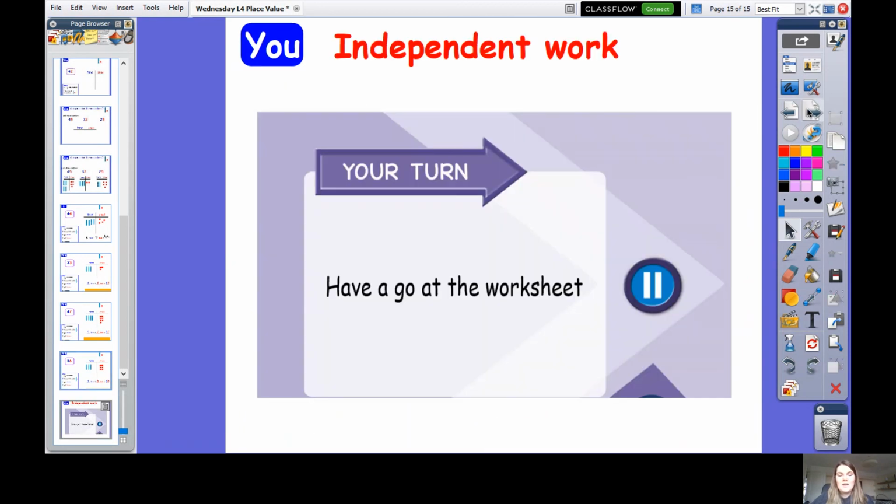Fantastic work, everyone. So you're going to have a go at your worksheet today, okay? Remember to use your tens and ones and whatever you've got at home to help you with that, okay? You need to make sure you're drawing the representation of the number as well as writing the sum, okay? Make sure you're drawing it too.